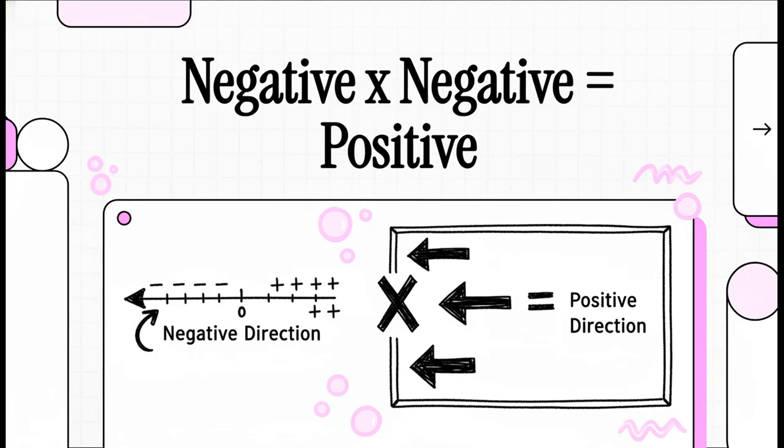Okay, let's dive into one of the first truly weird rules we all learn in math. A negative times a negative equals a positive. It just feels wrong, doesn't it? It's one of those rules we're often told to just memorize, but today we're actually going to figure out why it has to be true.